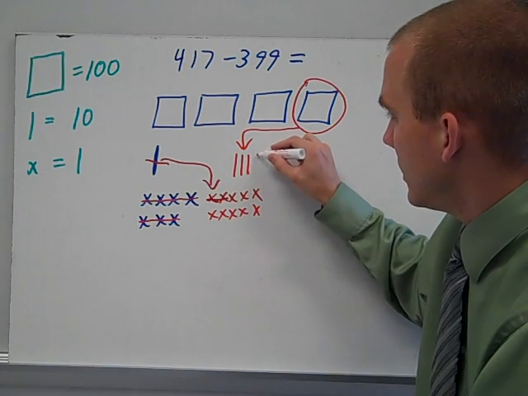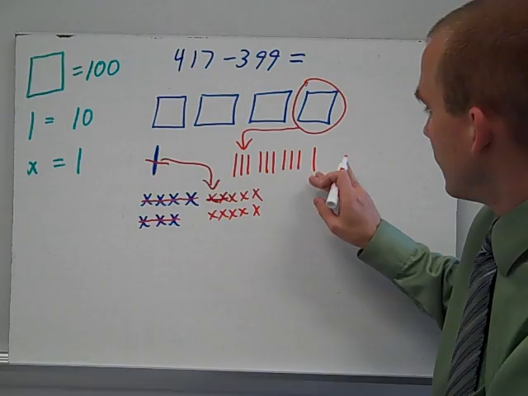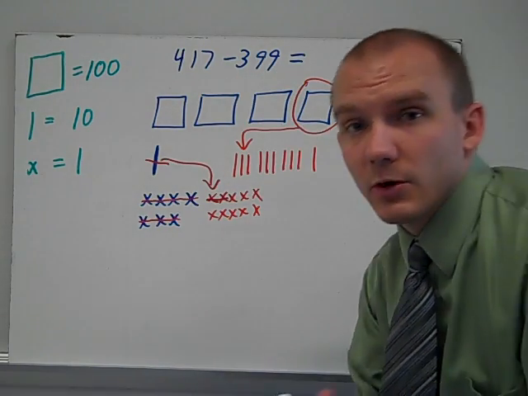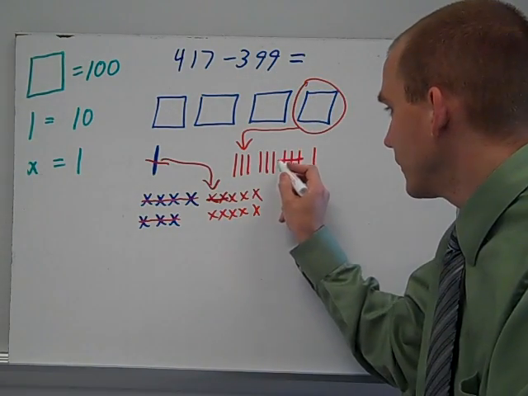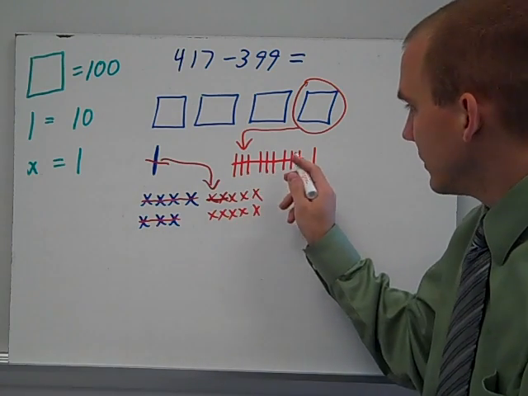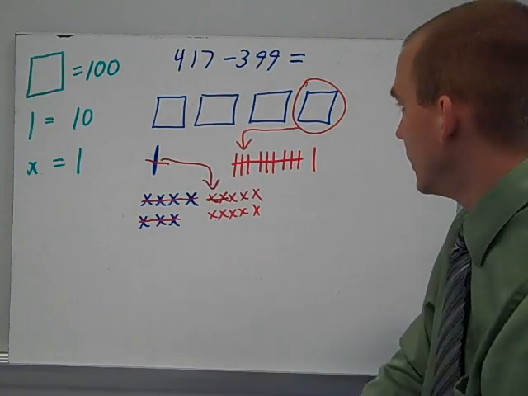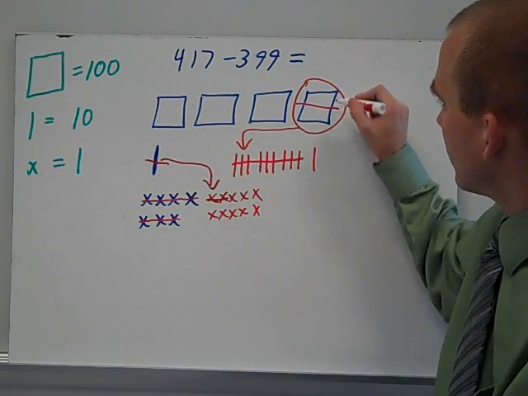1, 2, 3, 4, 5, 6, 7, 8, 9, 10. Kind of drew this one off to the side because I knew I was taking away 9. So cross them out. 1, 2, 3, 4, 5, 6, 7, 8, 9. So I've crossed out 9, and that leaves 10 tens, 9 of them crossed out, 1 left, good. This one I can cross out because I regrouped it.